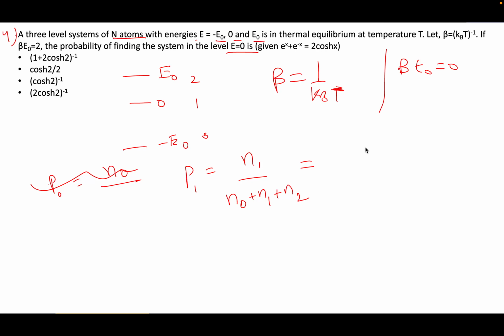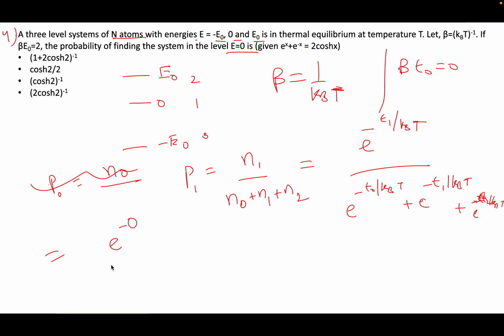So we can write it as e to the power minus E1 divided by kBT, divided by e to the power minus E naught by kBT, e to the power minus E1 by kBT plus e to the power minus E2 by kBT. So this E are E of 0 state, first state and second state. So by putting the values, this is E0 and this is E1. So E1 is 0, so e to the power minus 0.